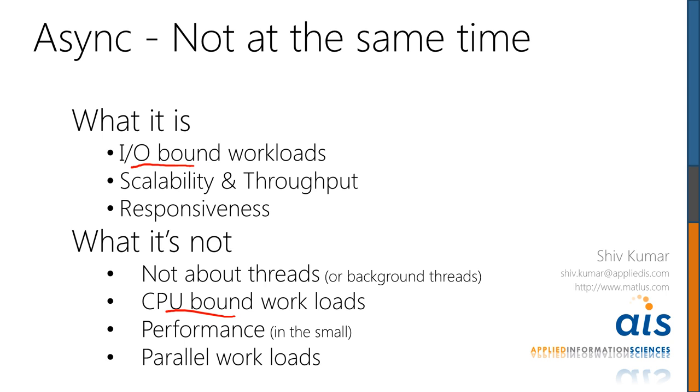Asynchronous I/O is more about scalability and throughput, not so much about performance in the small. If you were to compare two methods that were written synchronously and asynchronously and did the same work, you would find that the synchronous method is probably a bit faster in the small, meaning when you call it one off, two off, three off, five off. But as you start calling that same method many times a second, especially when the method itself is doing I/O workloads, not compute-bound workloads, the asynchronous method will be more performant, and therefore will scale and give you more throughput as compared to the synchronous method.